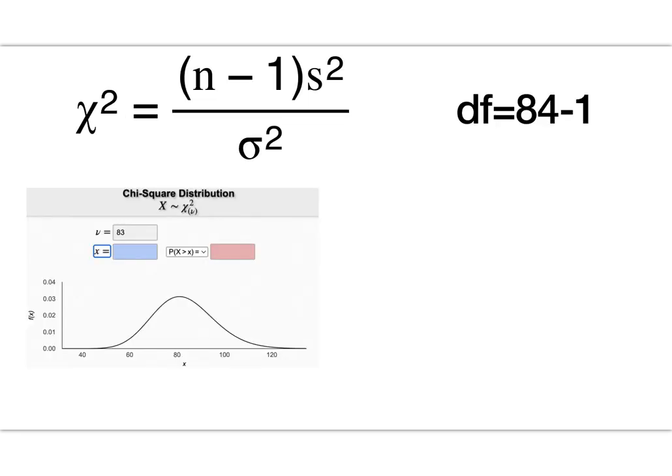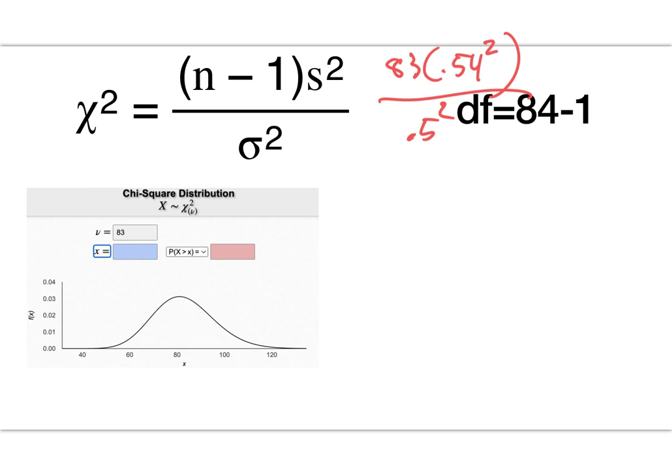Using that formula, that's the chi-squared formula for a one-sample variance test. So n minus 1, that'll be 83, times s squared. S was 0.54, squared, divided by 0.5 squared.